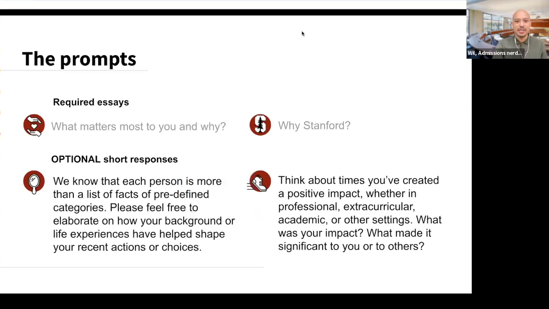So there's two here. So one is, we know that each person is more than a list of facts or predefined categories. I see my typo there, so please excuse, these were late slide decks. We're all human. Please feel free to elaborate on how your background or life experiences have helped shape your recent actions or choices. The next set of optional questions, and you can input up to 3 responses to this one. Think about times you've created a positive impact, whether in professional, extracurricular, academic, or other settings. What was your impact? What made it significant to others?